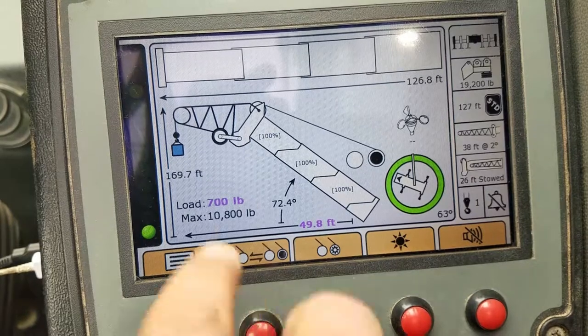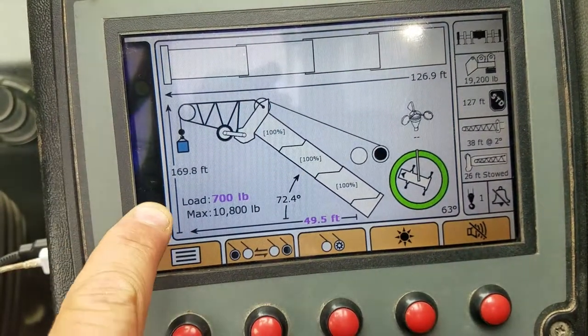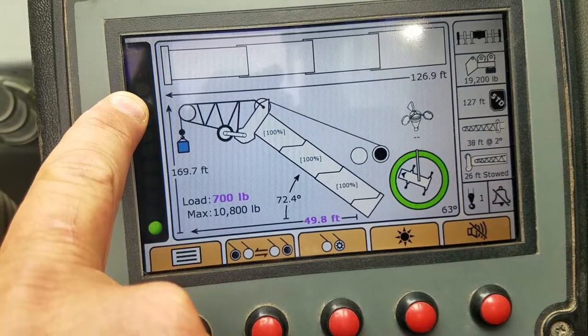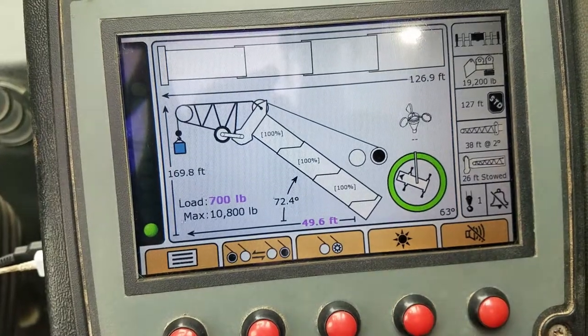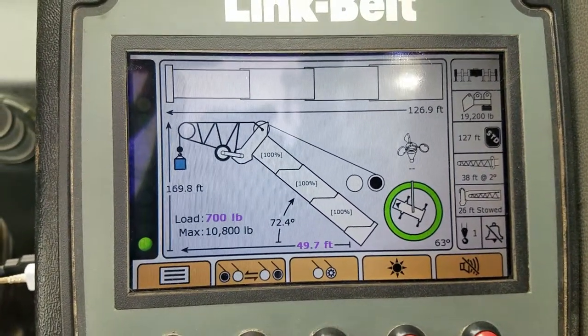And then here, these light up as you get more of a load on there, and they get yellow up here when you're getting close to your limit, and then red, and it'll beep and cut you out. But that's basically it. That's the Link-Belt LMI.